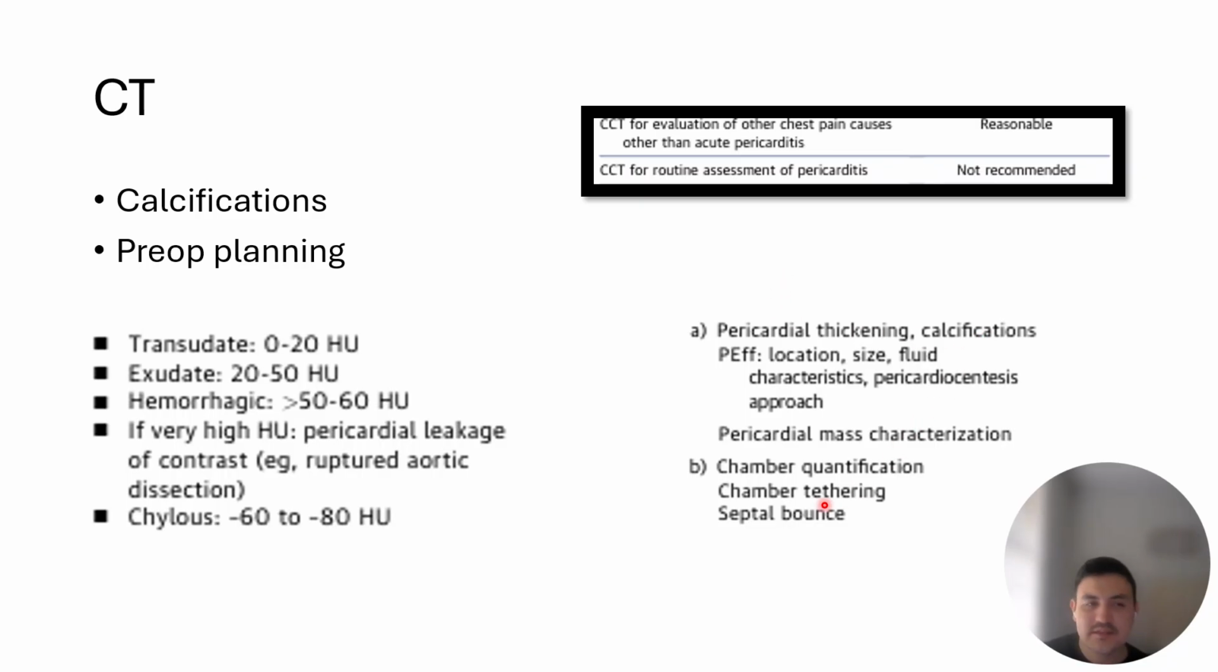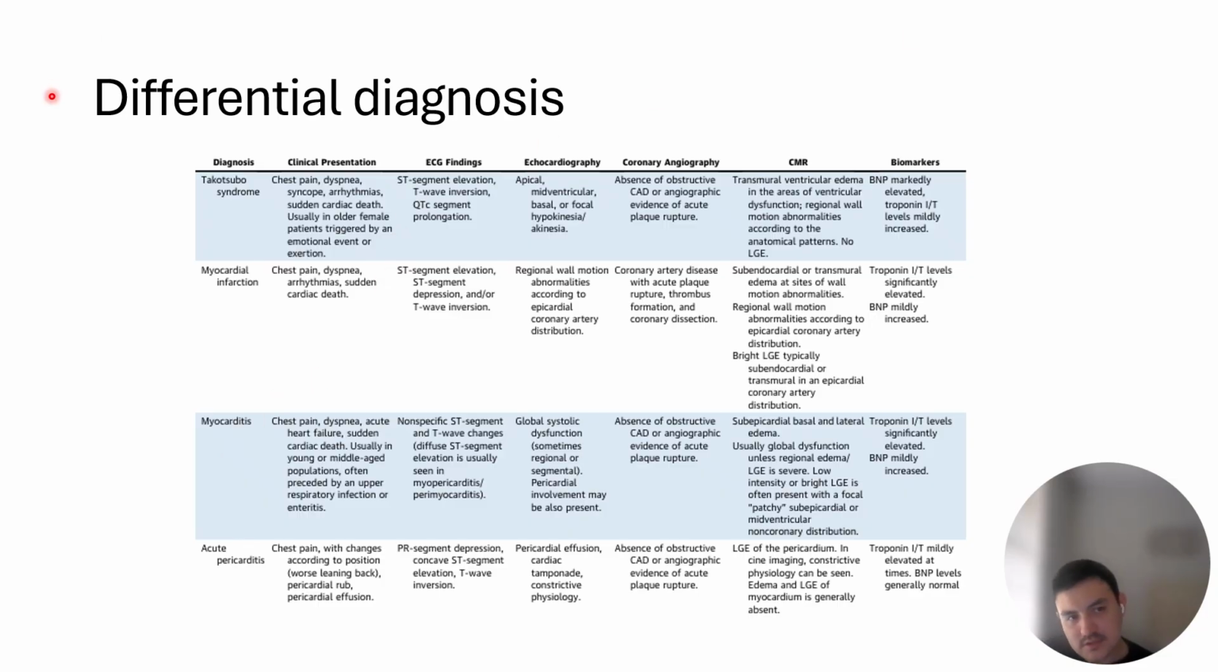The only problem is that CT is not going to give you the motion normally, but you can evaluate the myocardium pretty well here. But it's a great tool if you are suspecting calcification, or you are suspecting other reasons for the chest pain. For example, a PE, so you can do a CT PE with contrast, and you can evaluate the pericardium, the same imaging tool.